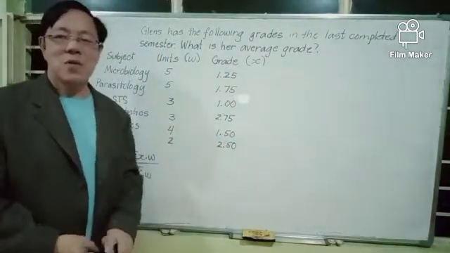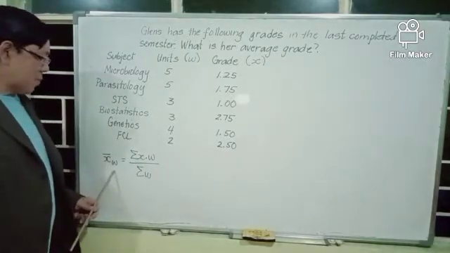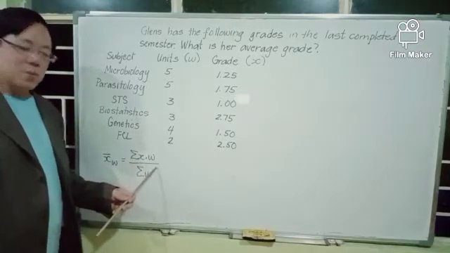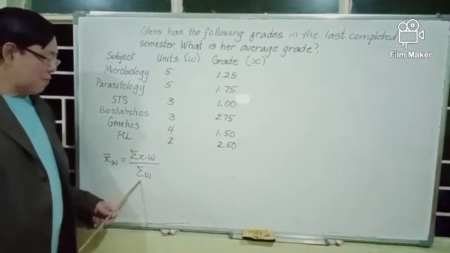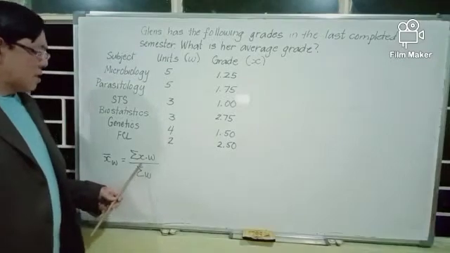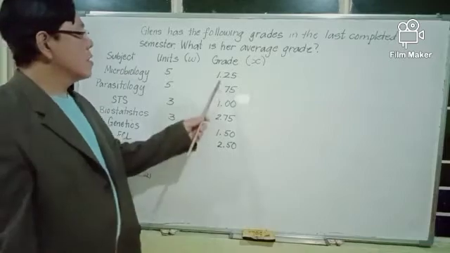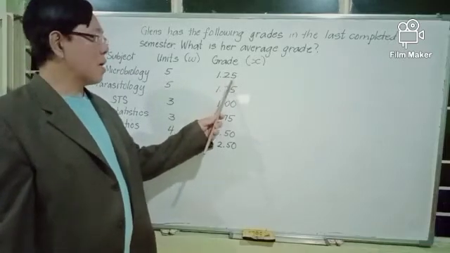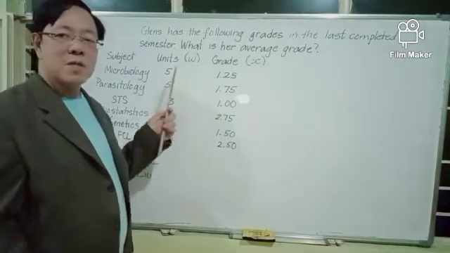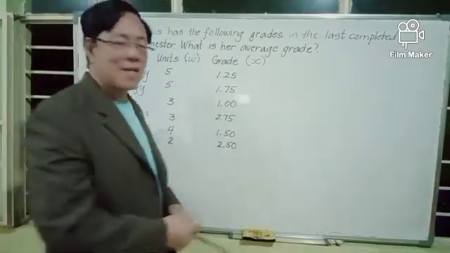The formula again for computing the weighted mean, denoted by X bar sub W, is equal to the summation of the products X times W divided by the summation of the weights, or summation of W. Hence, the first step is to compute the products X times W. In this example, we multiply X by W, or we multiply the grade by the corresponding number of units. Hence, we add one more column for the product X times W.